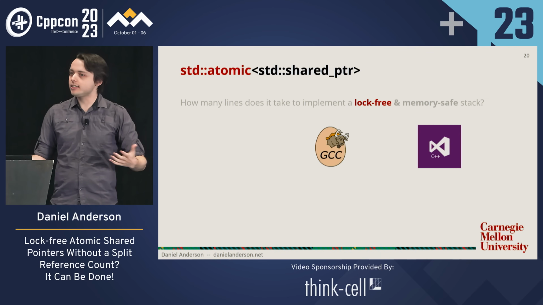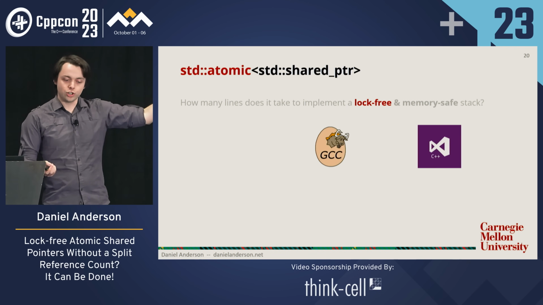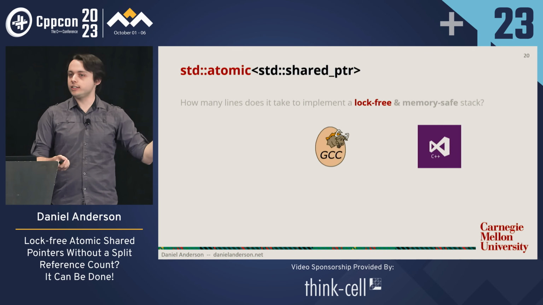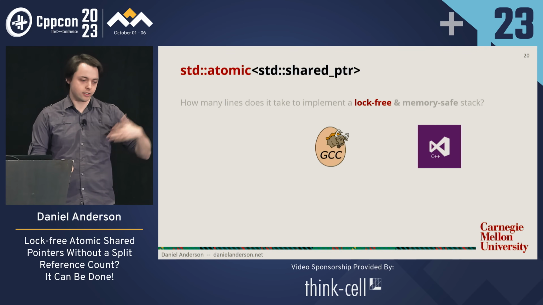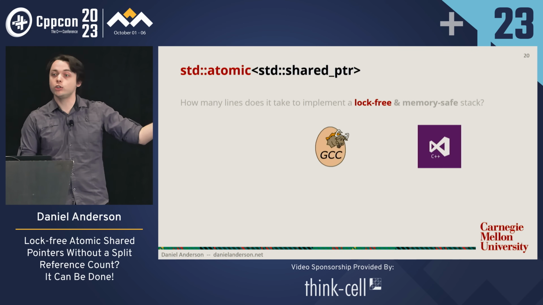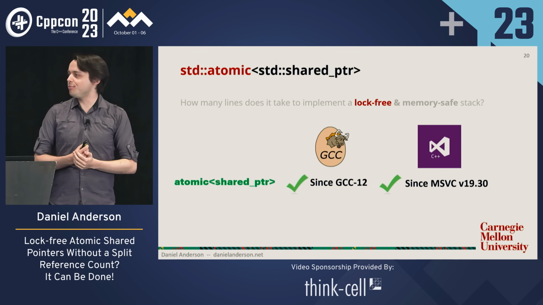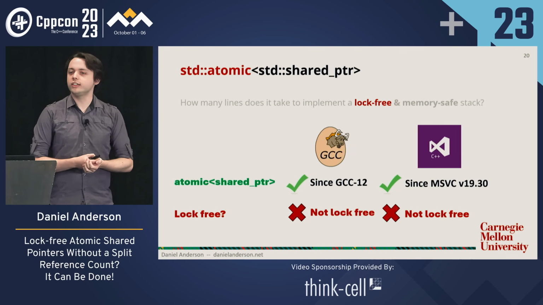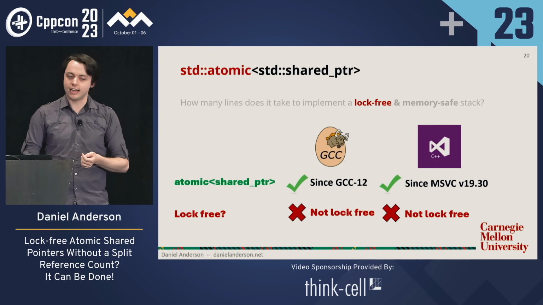So I said these were added to C++20. So let's go and look. What do we have? As of now, GCC and Microsoft STL have an atomic shared pointer in their standard library that you can go and use today. libc++ does not have one as of when I checked a few days ago. So both of them have an atomic shared pointer that you can use. Are they lock-free? Unfortunately, no. Neither of them are lock-free today.